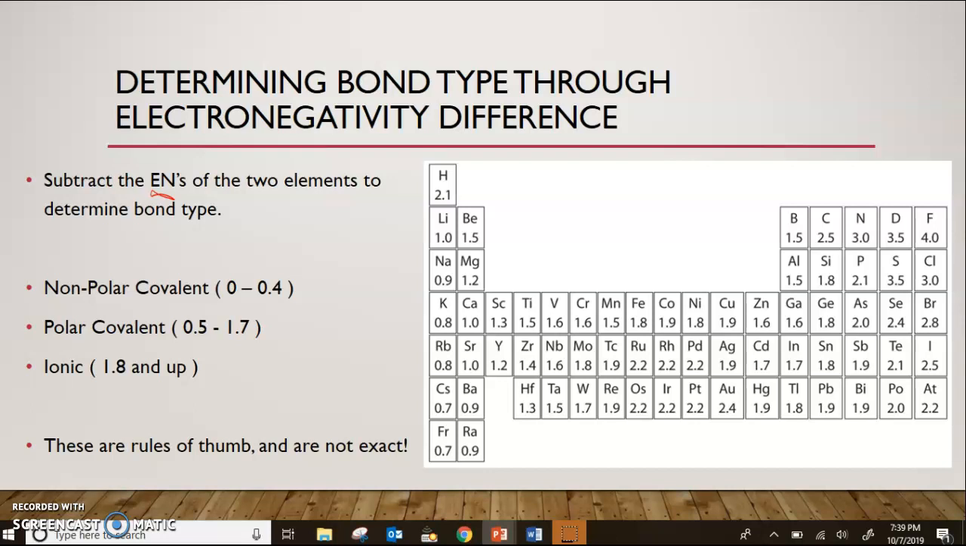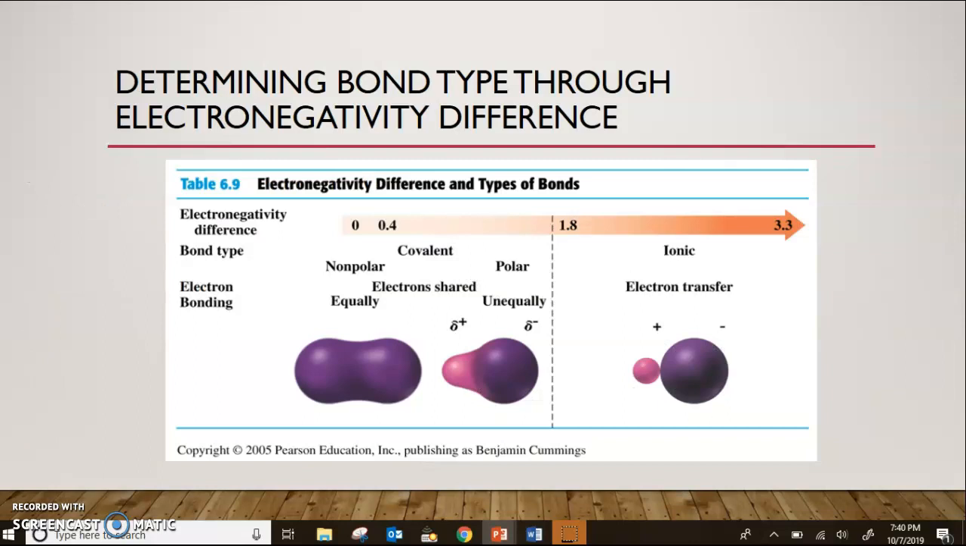These are rules of thumb, so they're not going to be exact everywhere. I'm also not going to make you memorize this, but you should know generally that if I have two elements that are very close together, they'll probably be nonpolar as opposed to two elements that are far apart, and those being ionic. And again, go back to that idea of a metal and a nonmetal is ionic, and two nonmetals are covalent. So we'll walk through an example, but super easy to do.